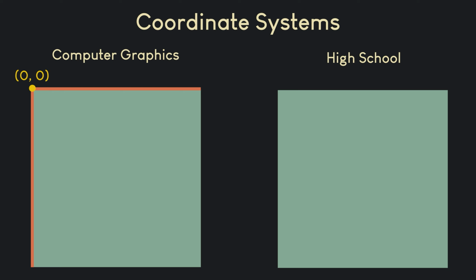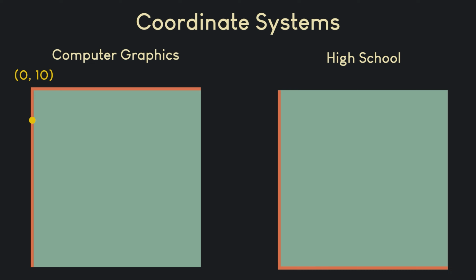In contrast, the standard Cartesian coordinate system starts from the bottom left corner, with 0, 0 being the origin. In this system, the x-coordinate increases as we move to the right, and the y coordinate increases as we move up. However, in the top left corner coordinate system used in computer graphics, the x-coordinate increases as we move to the right, and the y-coordinate increases as we move down.